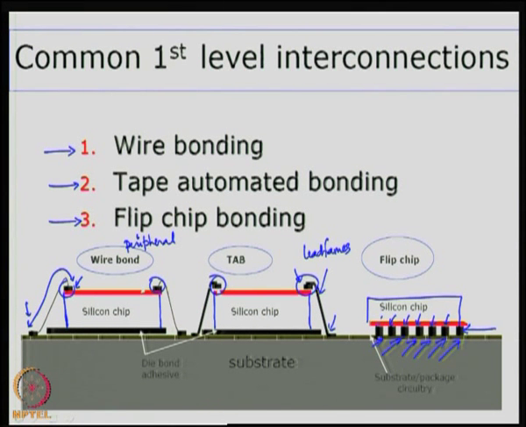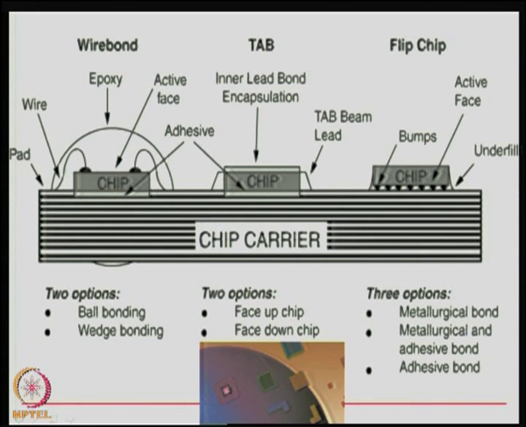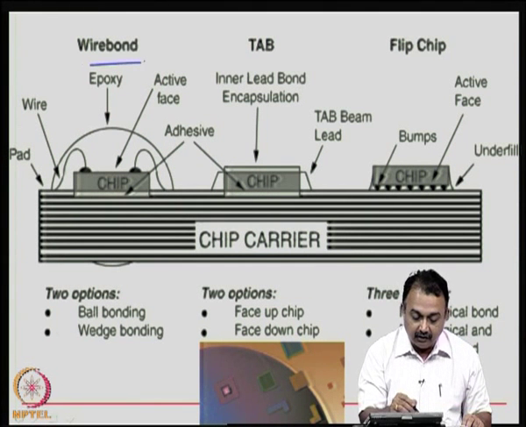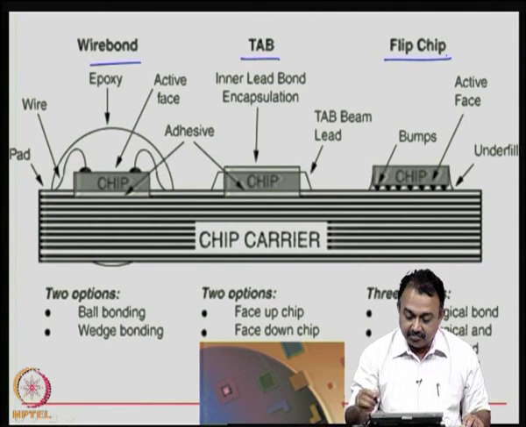So, these are the three methods. Two of them are of a similar type in the sense that the die bond pads are facing up, and in the flip chip the die bond pads are face down. Okay. So, this is the basic difference between the three connection choices. Once again this is a much better figure where you can see the chip in all the three cases, wire bond, tab and flip chip.